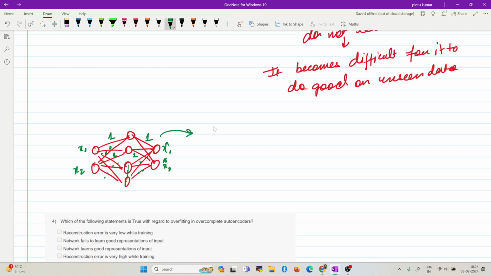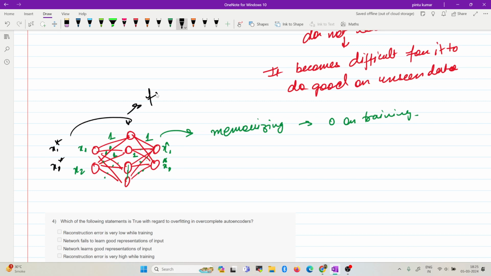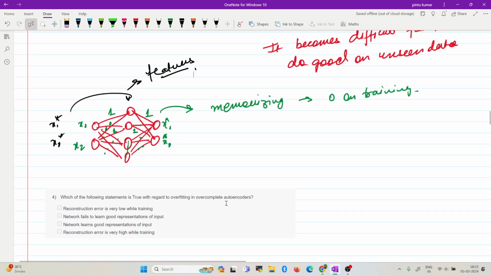If you look at this, this is sort of memorizing the data. It will give you 0 error on the training data set, and it will memorize the data. So when you give it something new, let's say x1 star, x2 star, it won't give you very good features. The features wouldn't be that great for you. So this is one problem that we encounter with overcomplete autoencoders.